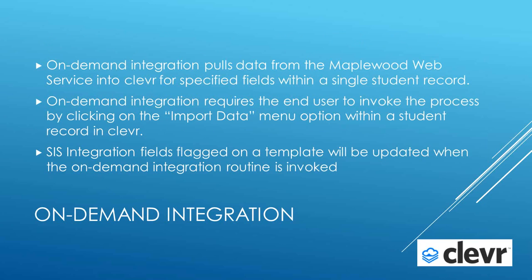On-demand integration pulls data from Maplewood to clevr for specified fields on a single student record. On-demand integration requires the end user to invoke the process by clicking on the Import Data menu option within a student record in clevr. The integration routine will import data from Maplewood into the current clevr record. There is a wide range of fields available within the Maplewood web service for on-demand integration. Commonly used fields include student address, student phone number, parent address, parent contact information, and emergency contact information.